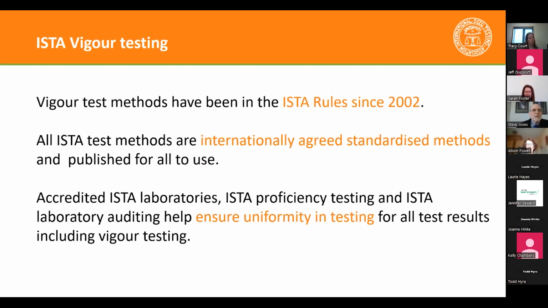Vigour seed testing methods have been in the ISTA rules since 2002. And as we've already mentioned, they're standardized and internationally agreed on. And by ensuring we have the accredited labs and proficiency testing and laboratory auditing, the results of a Vigour test in one lab in a different country should be similar to those issued by the other countries.